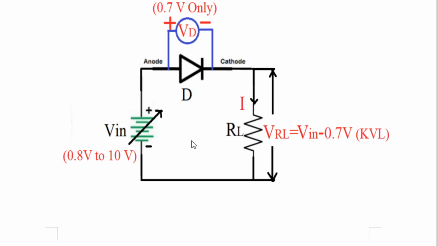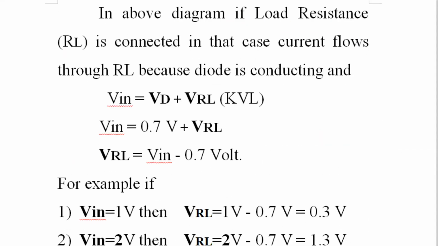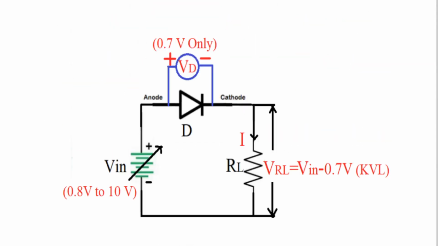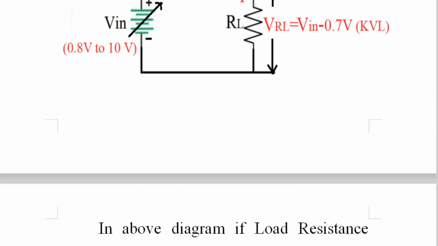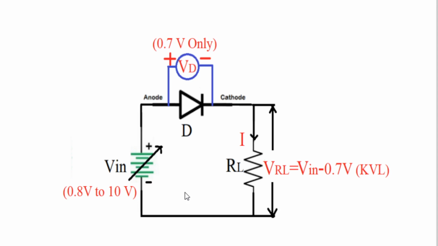Now in the circuit there are only two components, one is the diode and another is RL. Therefore the total applied voltage V in is equal to the voltage across the diode, Vd, plus the voltage across RL, that is VRL. And this is the very simple equation which you got by applying KVL to this loop. Applied voltage V in is equal to the voltage across the PN junction diode plus the voltage across RL, which is VRL.